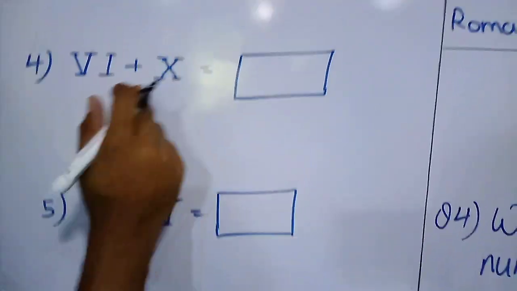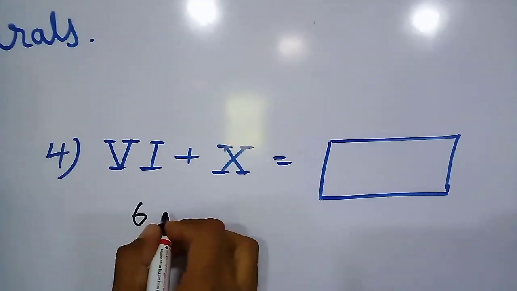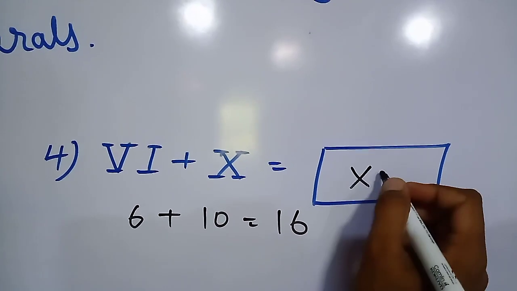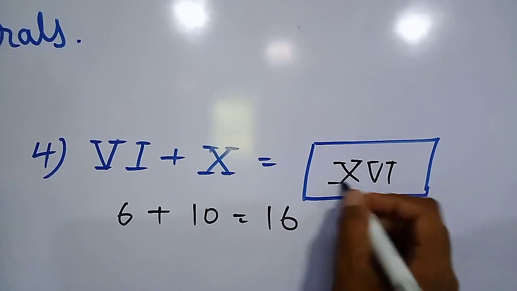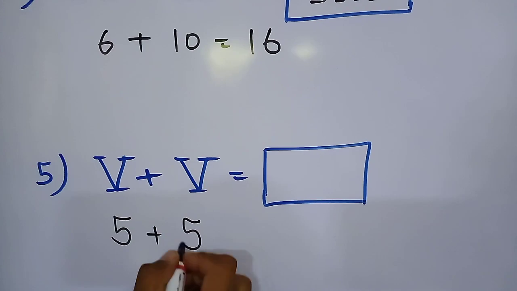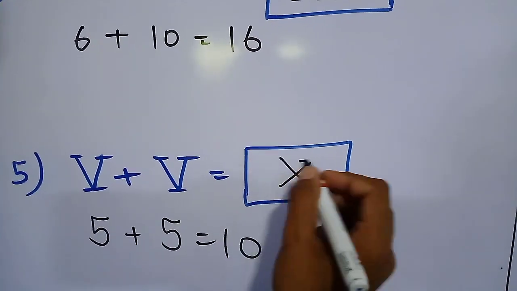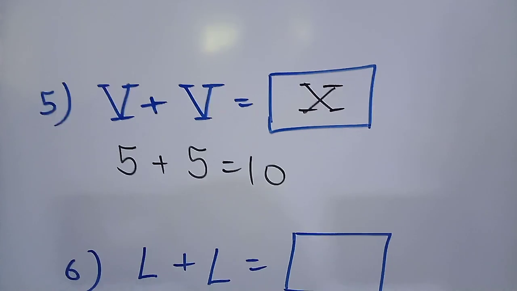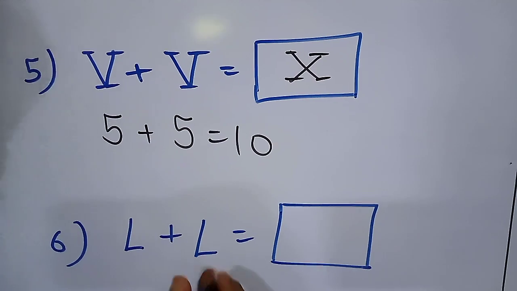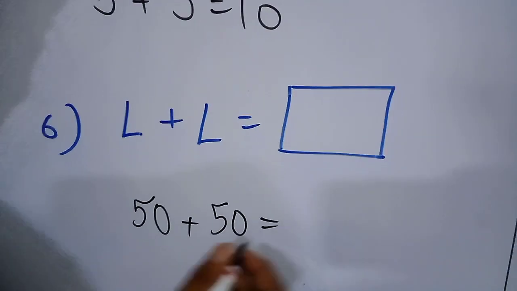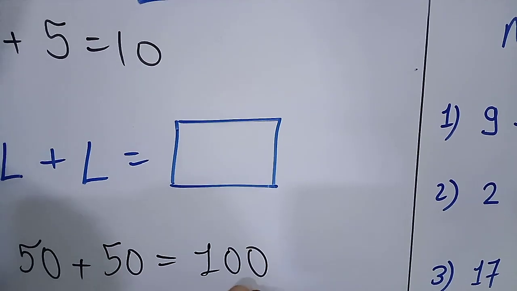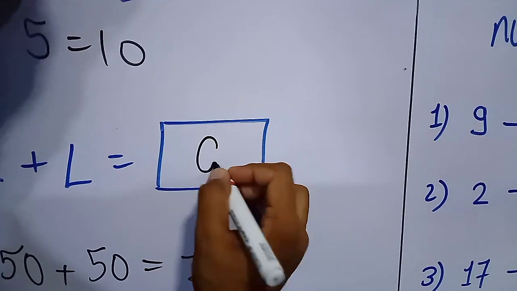The next one is VI, 6, plus X, 10, is equal to 16. How are you going to write 16? XVI. So in Roman numerals we have written that. The next one is 5 plus 5 is equal to 10. So we have written X in the box. The sixth one is the last one. L representing 50 plus again L representing 50. 50 plus 50 is equal to 100. For the 100, which symbol are we using? We already learned the main 7, so that is C.